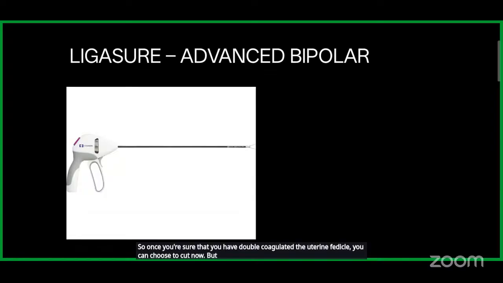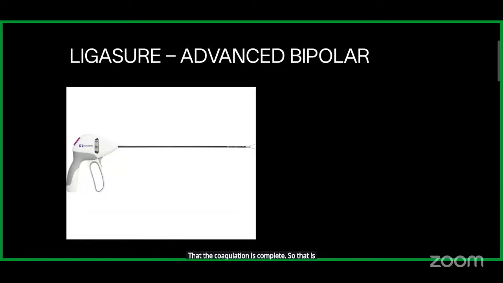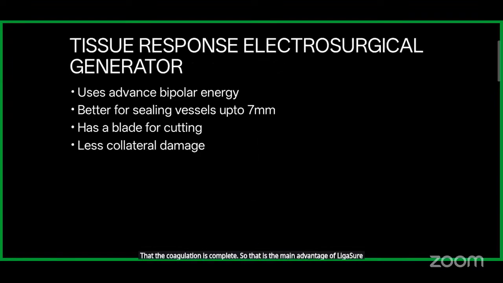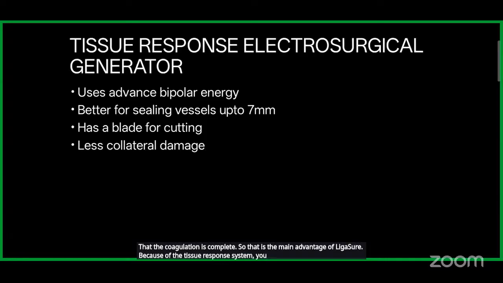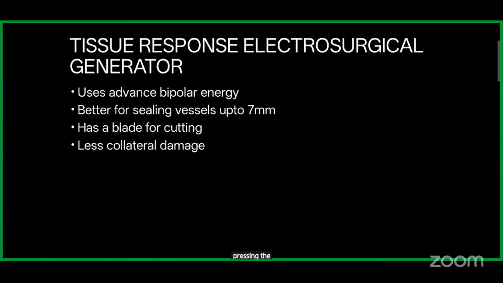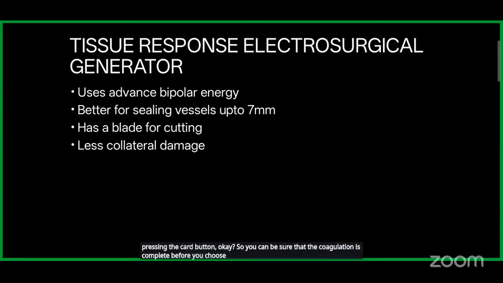But that is not the case with the vessel sealer. Okay, vessel sealer simultaneously coagulates and it can also cut the tissue even before you confirm that the coagulation is complete. So that is the main advantage of LigaSure. Because of the tissue response system, you can know when the coagulation is complete, and you can also choose to double coagulate, and it has a blade for cutting, which can be activated only by pressing the cut button. Okay, so you can be sure that the coagulation is complete before you choose to cut that tissue.